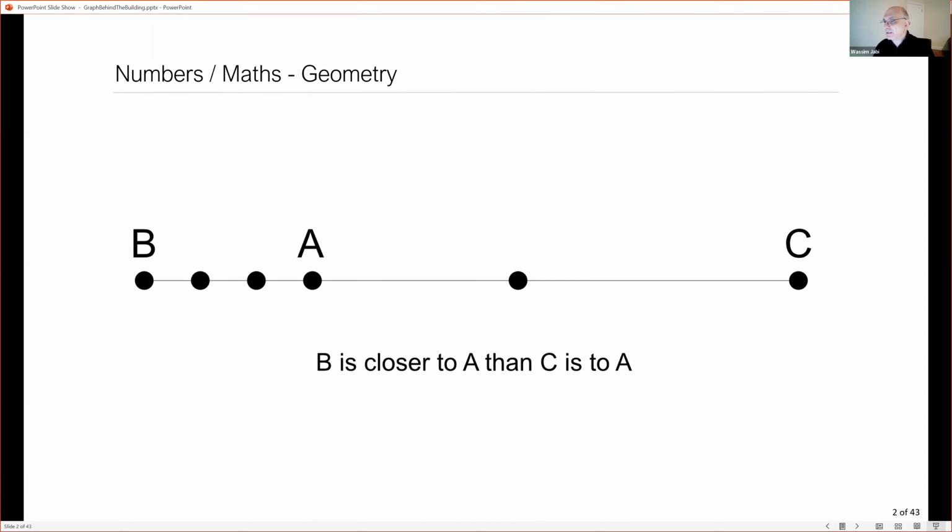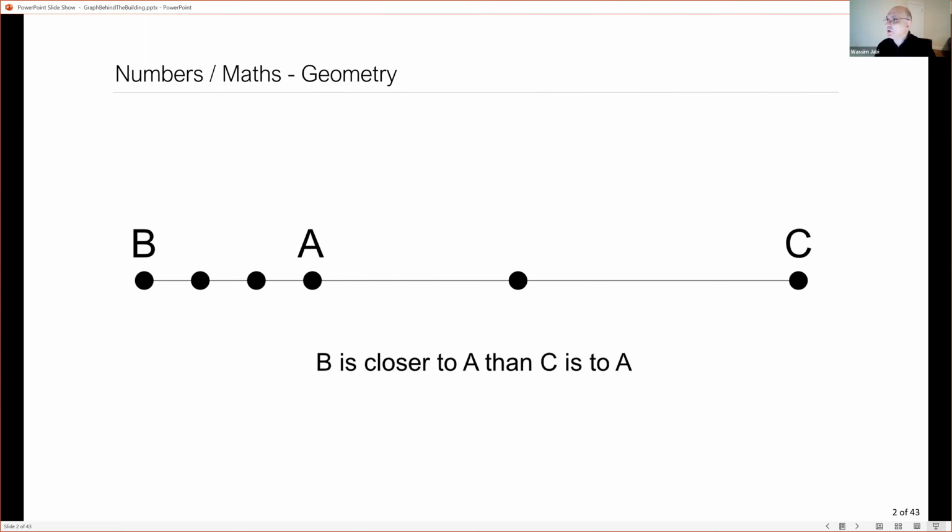So let me just present this to you. Imagine you have this line, and on this line you have these weird black dots, and some of them are labeled A, B, and C. If you look at it at a very primitive level, you can say, yeah, it looks like if I take a ruler and measure, that B is closer to A than C is to A. C is far onto the right.